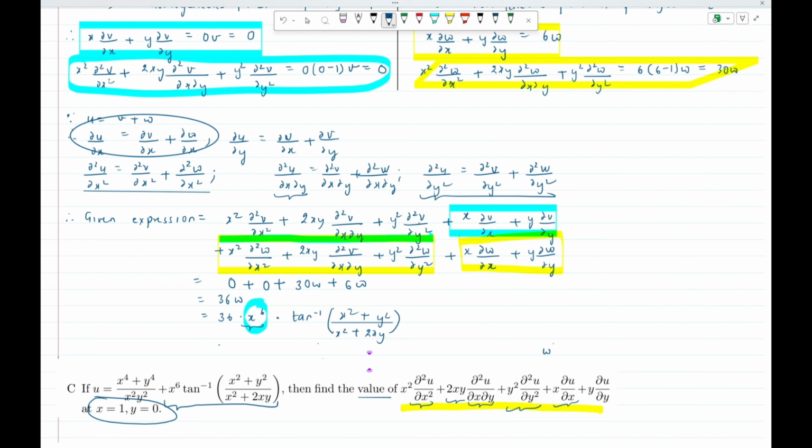So when x is equal to 1 and y is equal to 0, we will be getting this to be 36 into 1 raised to 6 into tan inverse of, in the numerator we will get 1 square plus 0 square, which will be 1, and in the denominator we will get 1 square plus 2 into 1 into 0, which is again going to be 1. So we have tan inverse of 1, which is pi over 4, and here we have a 36. So on cancellation we are going to get this to be equal to 9 pi. So this is the value of the expression that is asked of us.